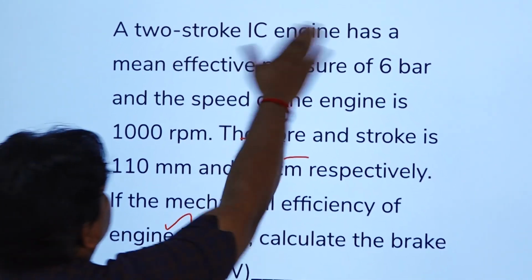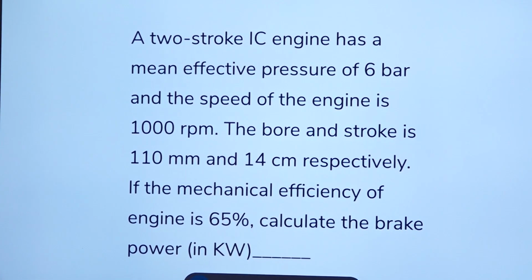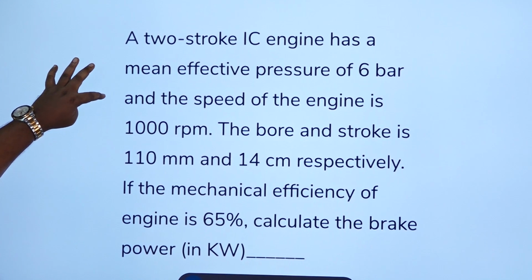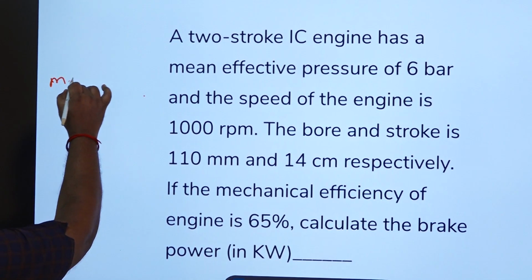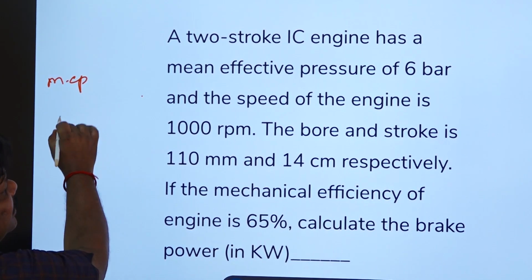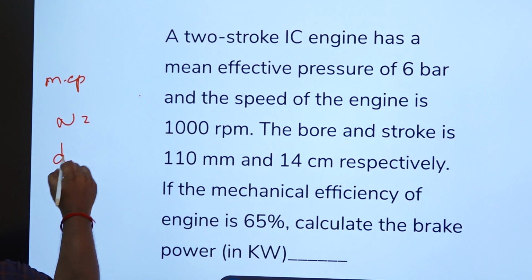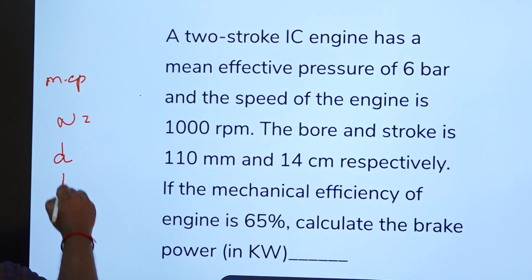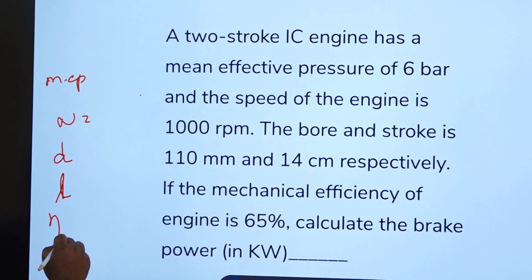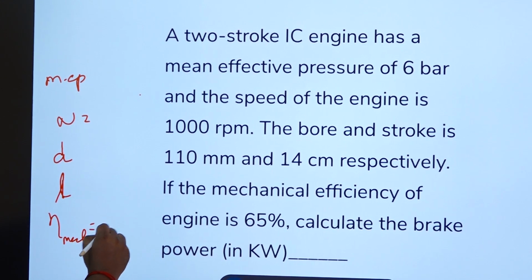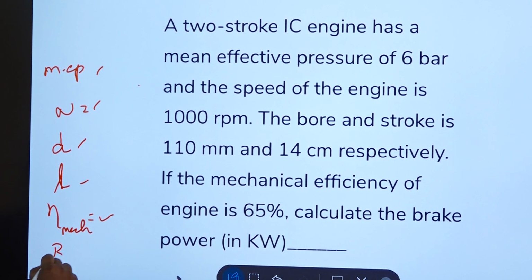So a two-stroke IC engine has a mean effective pressure of 6 bar. The mean effective pressure, MEP, is given to you, then the speed N is given, then the bore diameter and stroke length. So these are all given to you. The mechanical efficiency, eta mech, is also given. So these are the data that are given to you. So what is the value of the brake power?